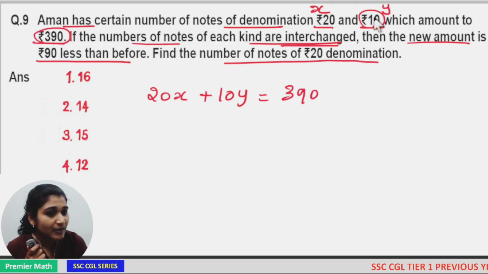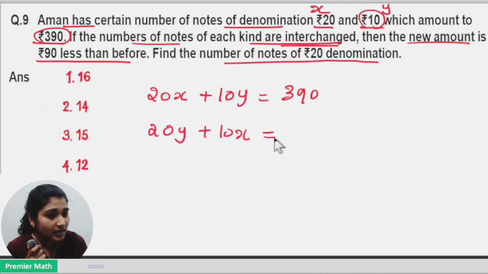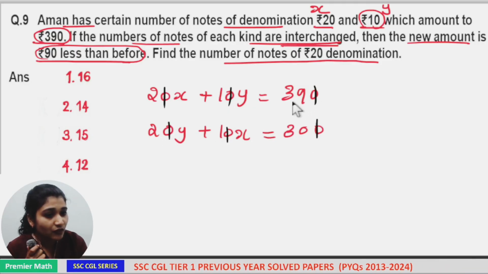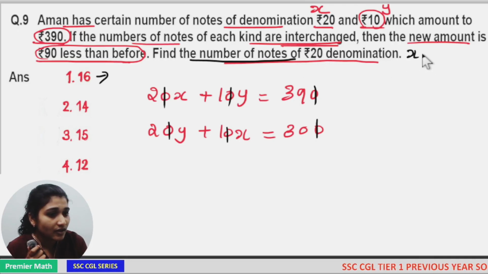Now if the numbers are interchanged, which means x and y are interchanged, then the equation becomes 20y plus 10x is 90 less than before. 90 less than 390 is 300 rupees. So just cancel the 0 here. This will become 2x plus y equals 39, 2y plus x equals 30. Here, if you do option verification, we need to find the number of notes of denomination. So consider x as 16.